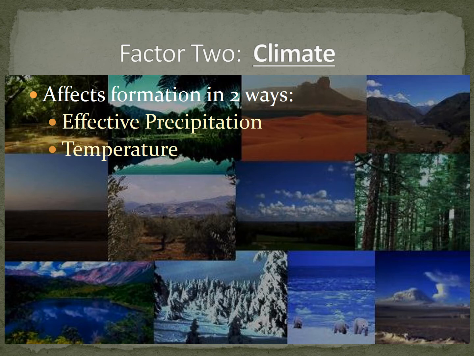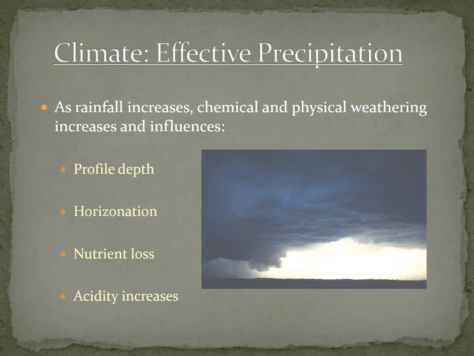All right, so all of that was just parent materials' influence on soil formation. Now we're going to talk about climate's influence on soil formation. Climate affects formation in two ways. It can either be effective precipitation or temperature.